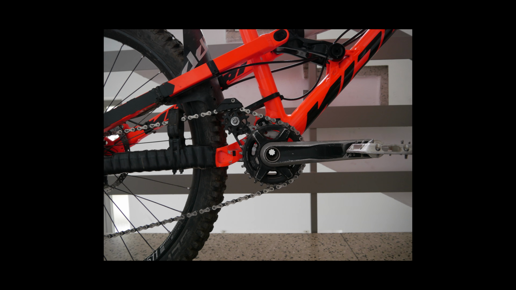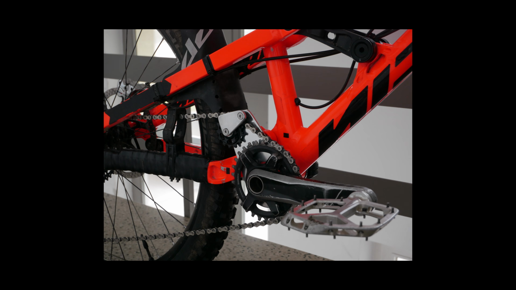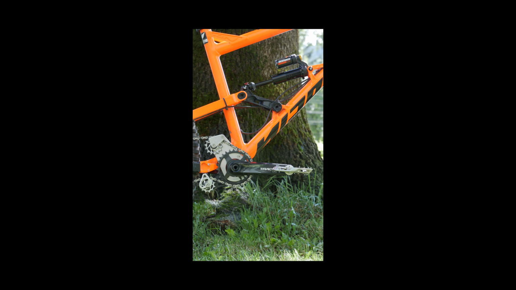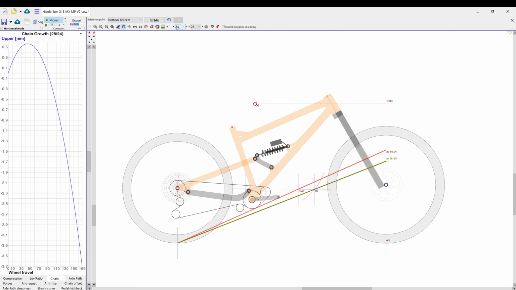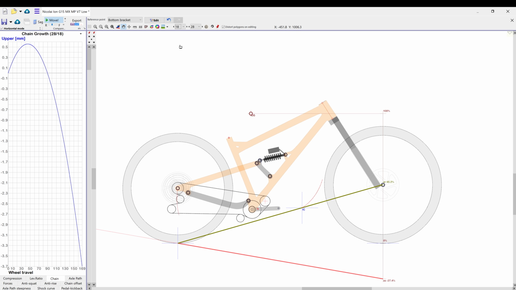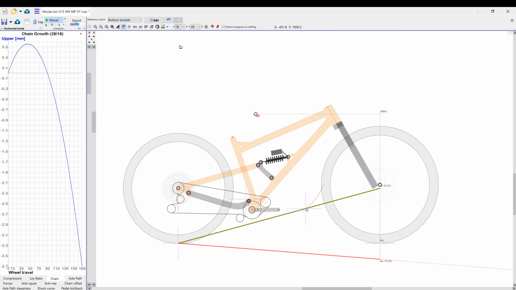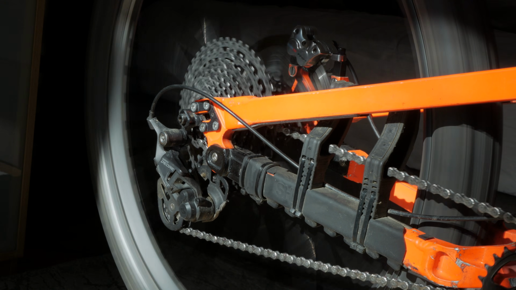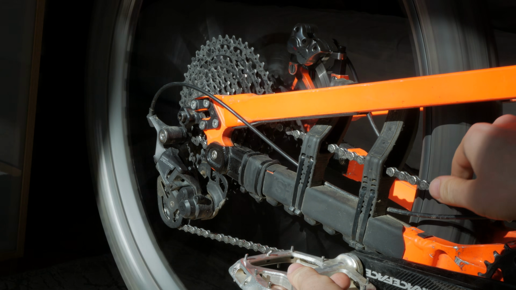It probably won't come as a surprise that reducing pedal kickback is one of the main reasons why I began experimenting with idlers in the first place. With the current idler position, pedal kickback is eliminated in every gear that you would realistically use on the trail. But when freewheeling, the cassette can rotate forward independently of the wheel, so chain growth shouldn't be an issue anymore, right? Wrong.